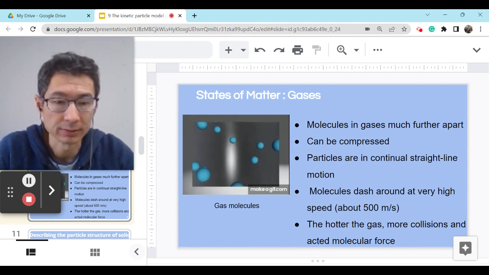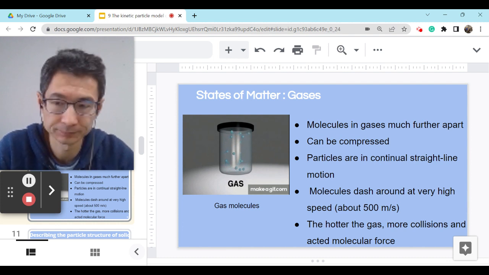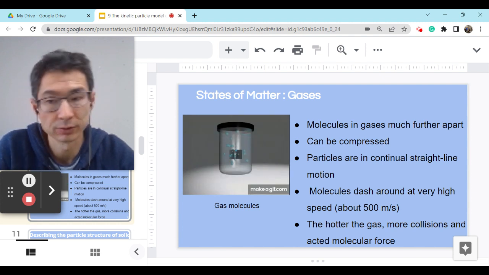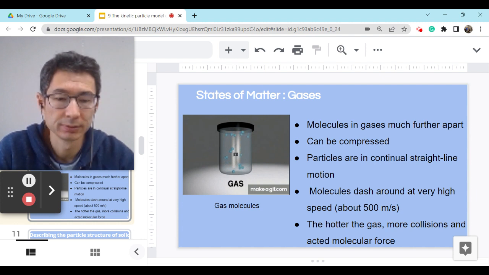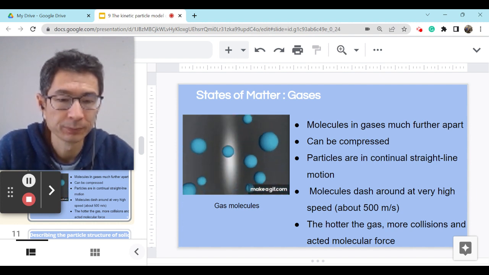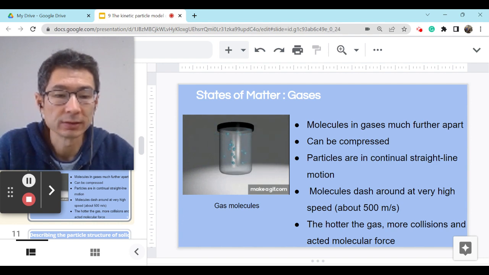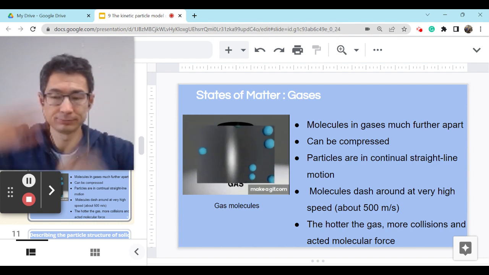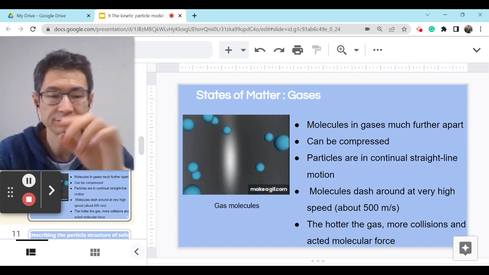So they can be compressed, and compressing them increases the pressure. The molecules dash around, fly or run around very fast, very fast.